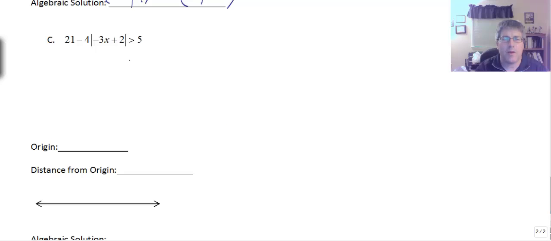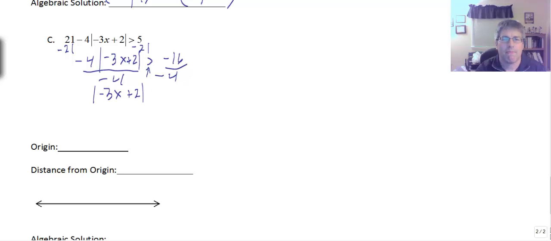And our final sample problem, something that's a little bit more complicated. Again, we've got to strip everything away. So we have 21 minus 4 times the absolute value of -3x plus 2 is greater than 5. So I'm going to subtract 21 from both sides. We get -4 times the absolute value of -3x plus 2 is greater than -16. I'm going to divide by -4. So that should tell me to change the direction of the inequality. So I get the absolute value of -3x plus 2 is less than 4.